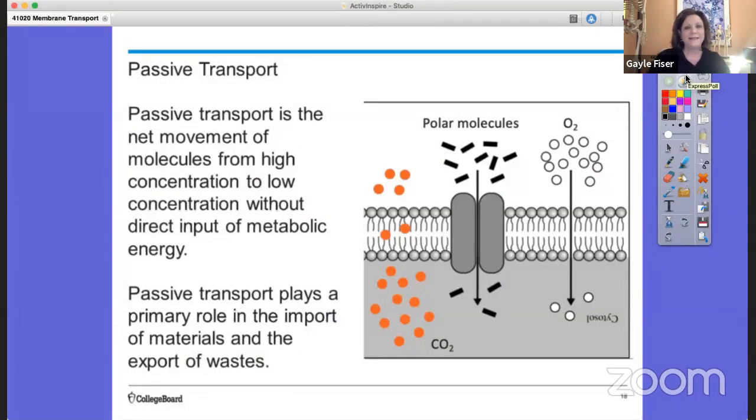All right, passive transport. So passive transport is the net movement of molecules from high concentration to low concentration without direct input of metabolic energy. Passive transport plays a primary role in the import of materials and the export of waste. Okay, we've already talked about that. Here we're going passively, so now we can add another word. So we're moving from a high to low concentration, and this is passive transport, and this is without energy. This does not require ATP to do this. Same thing here, we're moving from high to low. This is passive transport, doesn't require energy.